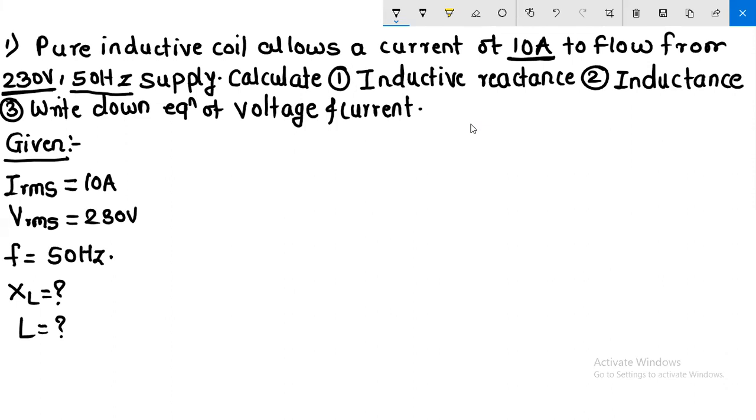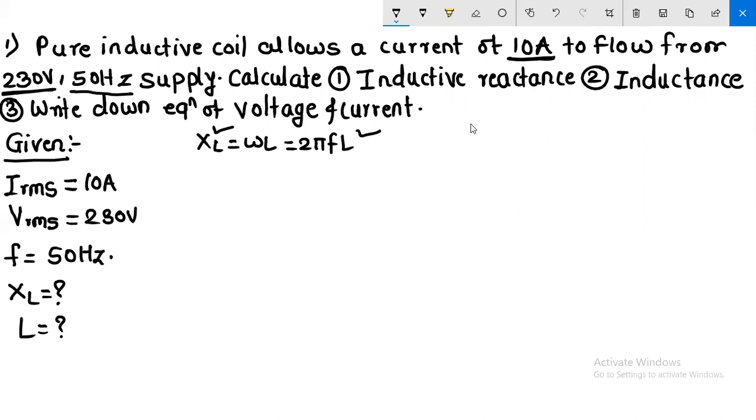Now see here, what is the formula for inductive reactance? Does anybody know the formula for inductive reactance? Inductive reactance is equal to omega L, that is 2 pi f L, where omega is 2 pi f. But here we have to find the values of both XL and L. So is this formula useful for me? No. Which formula is useful for me?